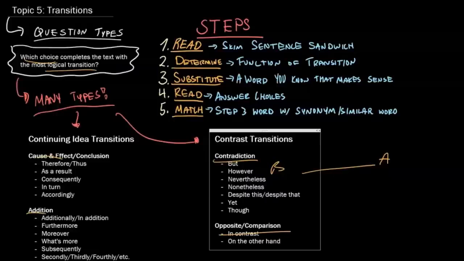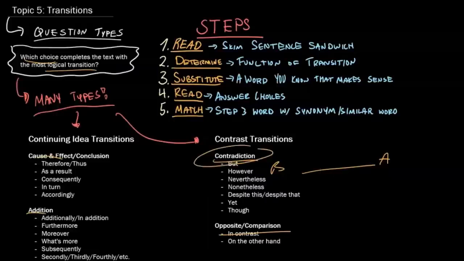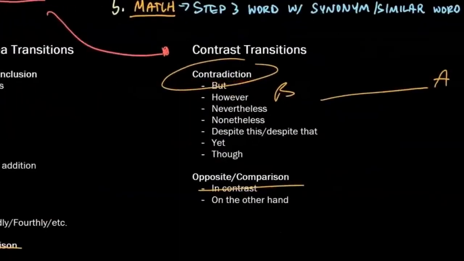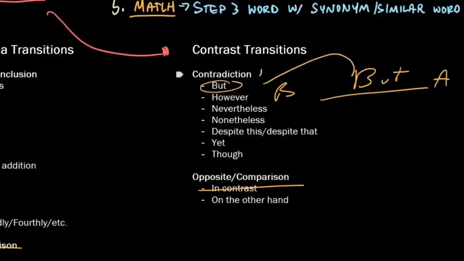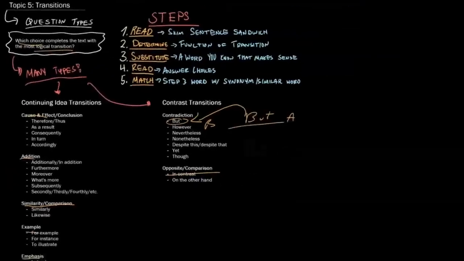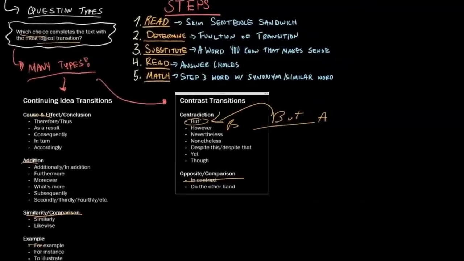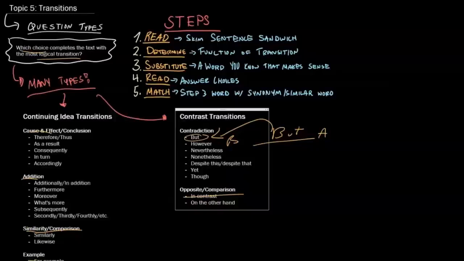Now that you know which of these is the correct thing, you're going to substitute a word that you know makes sense. So let's say that you're thinking of a contradiction, and you know the word but, or you know the word however. You're not really thinking about words like nevertheless, nonetheless, that people don't really use as often. You're going to just put this in the blank as but. Just pretend that the word is but, and then go look at the answer choices and find the word that's most similar to but. And that's your 5-step plan for figuring out what's the most logical transition. That is question type number 5.